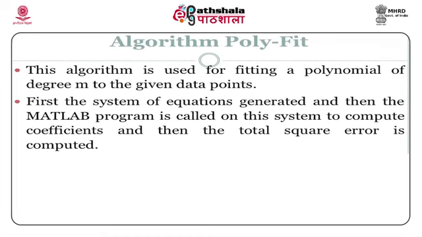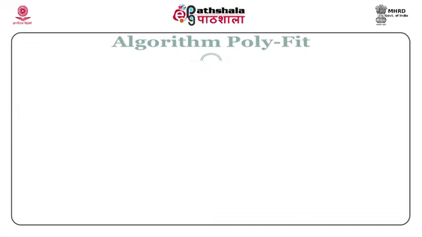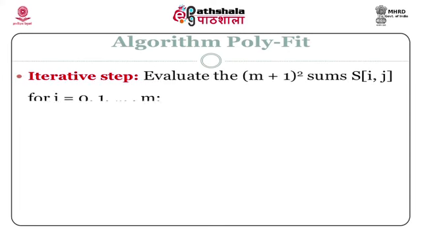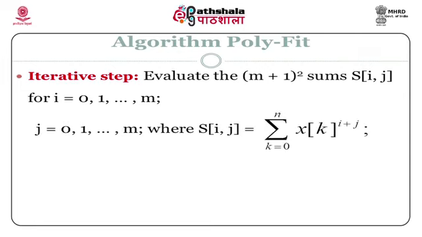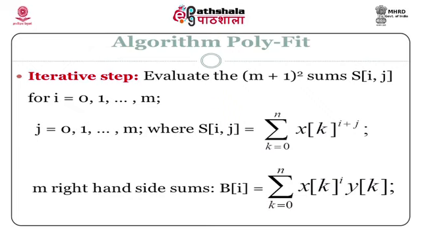The polyfit algorithm's time will depend on how much time the MATLAB program takes to solve that system of linear equations. Normally we take the input again as n and the data points xi, yi, and then we compute this iterative step. We evaluate the m plus 1 square sums Sij for i equal to 0, 1, 2, 3 up to m, j equal to 0, 1, 2, 3 up to m, where Sij is the sum over k equal to 0 to n of xk raised to i plus j, and the m plus 1 right hand side sums bi equal the sum of xk raised to i times yk, k equal to 0 to n.